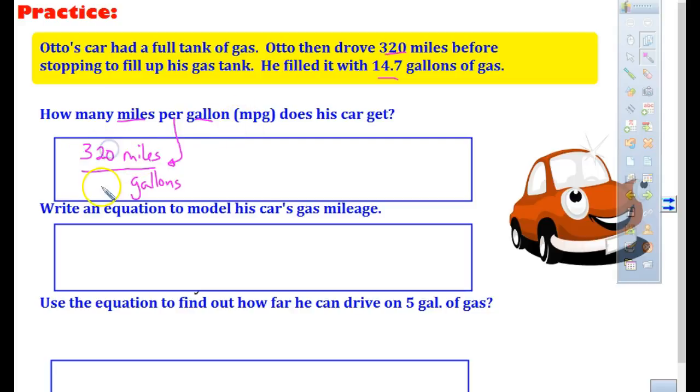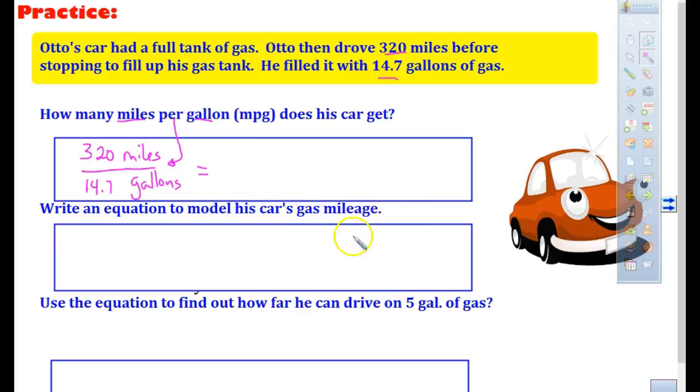In this case, we're gonna put 320. We're gonna find the unit rate. We're gonna divide it by 14.7. Again, I'm giving you the answers usually in the back, so I want you to at least write down how you got it. So in this case, 320 divided by 14.7, some of you already have it in and ready for me.